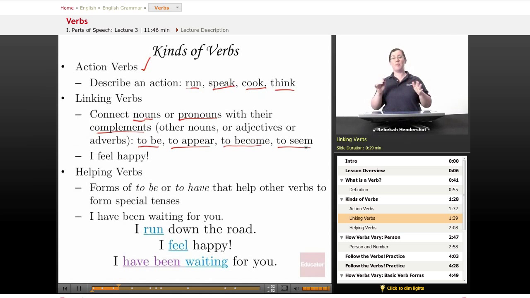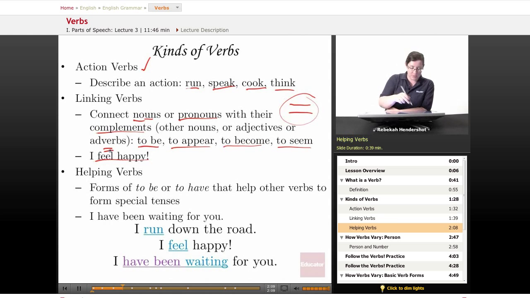Now, the way you remember linking verbs, a linking verb is any verb you can replace with an equal sign. So, for example, in the sentence, I feel happy, you could say I equals happy, and you'd have approximately the same meaning. So you're using a linking verb.